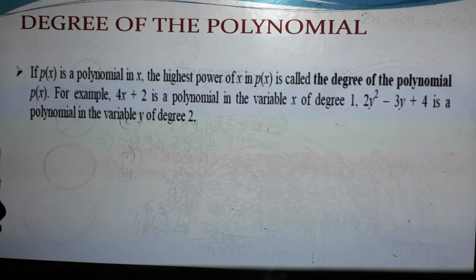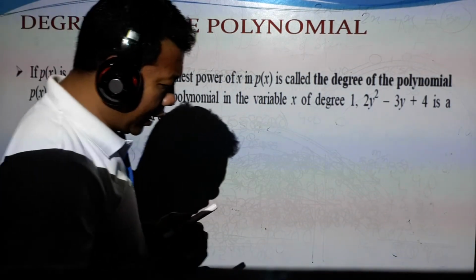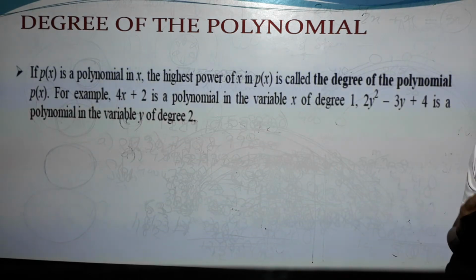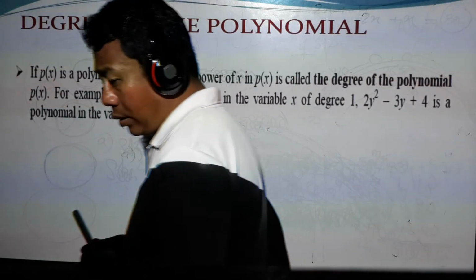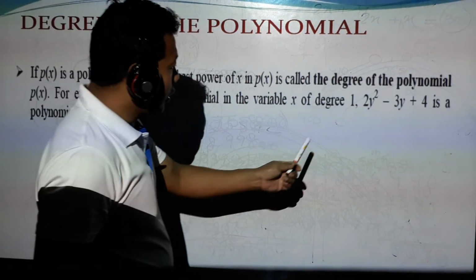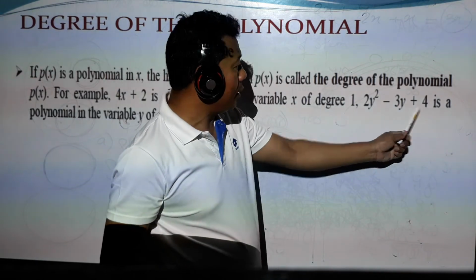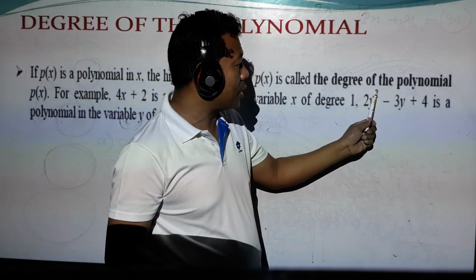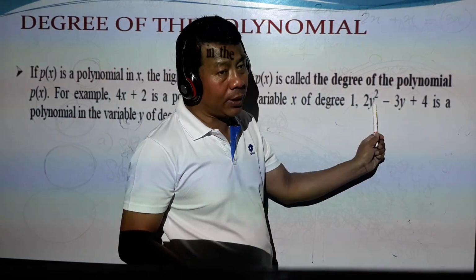Very simple idea. The degree of a polynomial is nothing but the highest power of the variables in a polynomial. For example, can you see here? This is a polynomial. The highest power of y is 2. Here it's 1, here it's 0. So the highest power is 2, so the degree of this polynomial will be 2.